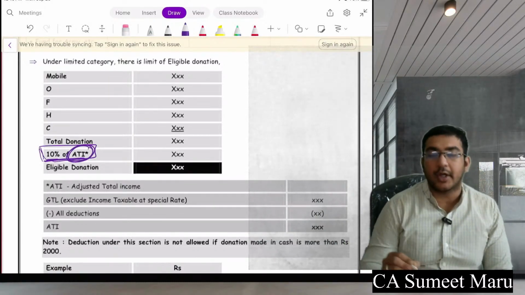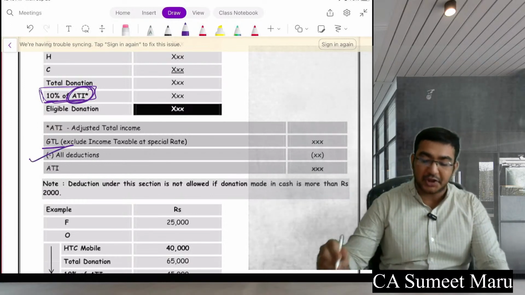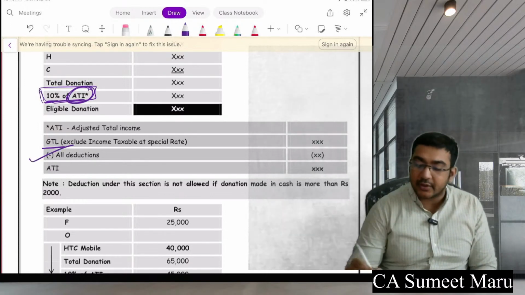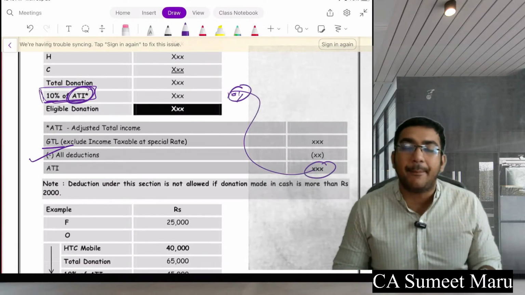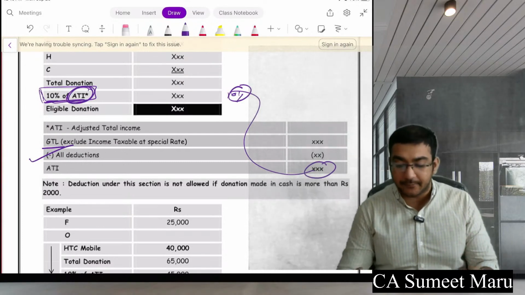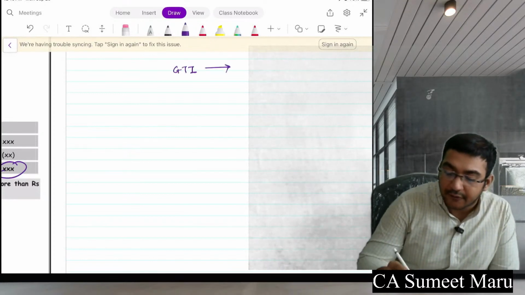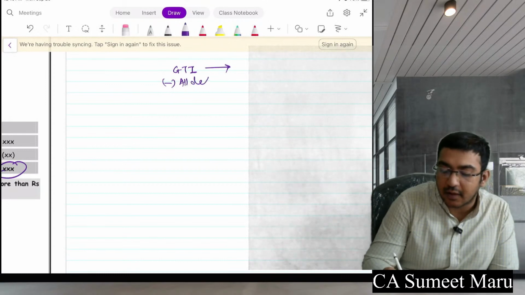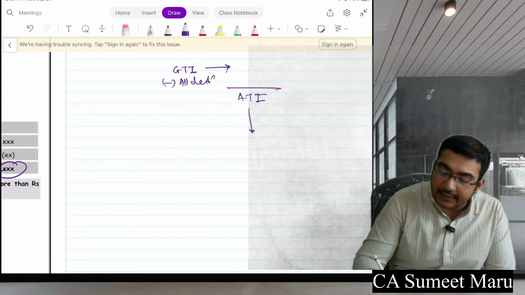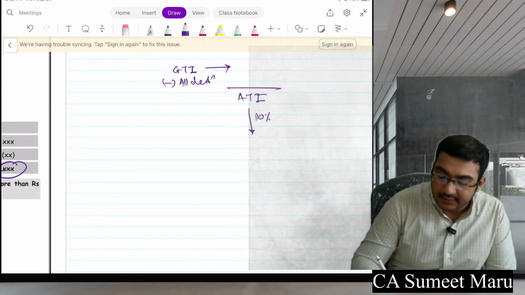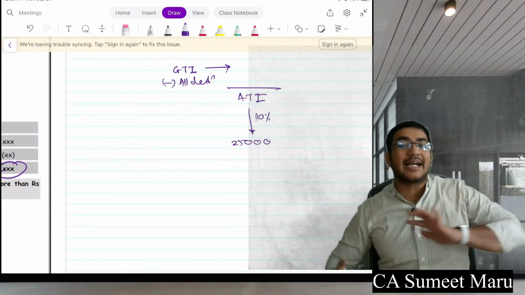So what is adjusted total income? So adjusted total income is your GTI, gross total income, minus all deductions other than 80G. What comes is your adjusted total income. 10% of it would be the limit. So pay attention. Practically this happens very differently. See what you do is you first see what is your GTI. From this you subtract all deductions other than 80G. Obviously this comes your ATI. 10% of it is your limit, so that comes to 25,000. So your 80G limited category deduction can't go above 25,000.